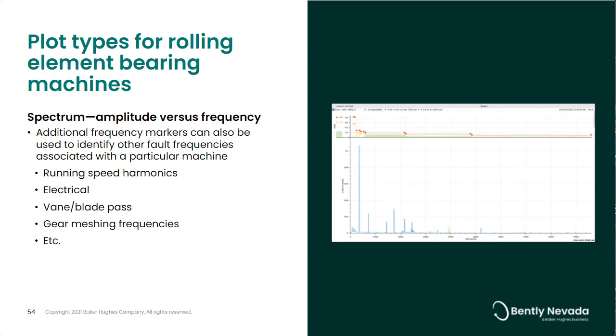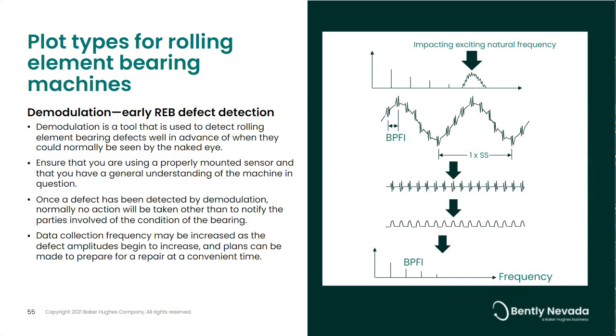Another tool in our tool bag for rolling element bearing diagnostics is demodulation. Demodulation is used to identify bearing defects well in advance of when they could be seen easily by the naked eye. When using demodulation, we need to pay special attention to mounting techniques and placement, and we also need to have a general understanding of the machine as well.